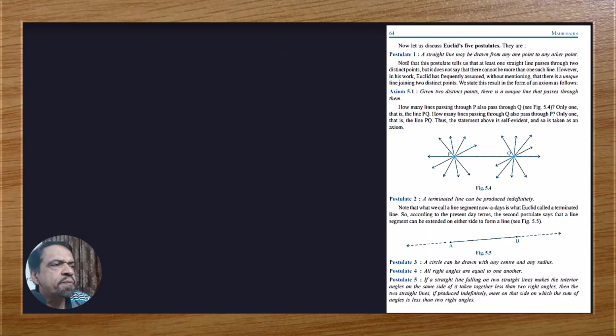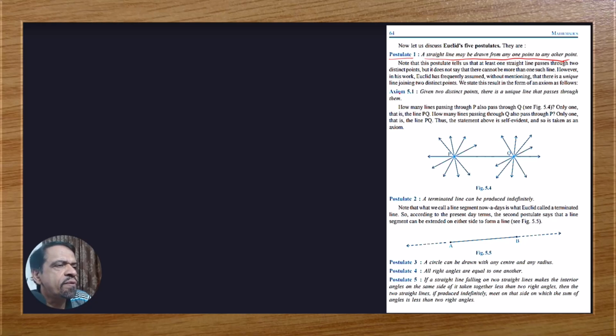Now come to the next page. Postulates. Postulate means the rules related to geometry. Previously we saw the axioms, not related to geometry. Postulates are related to geometry. The first postulate: a straight line may be drawn from any point to any other point. It's a very simple postulate.